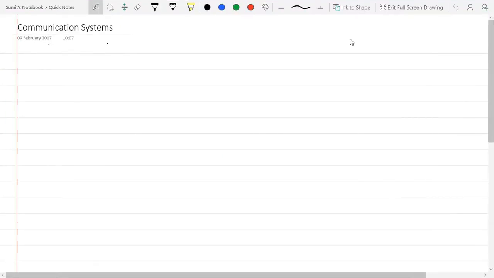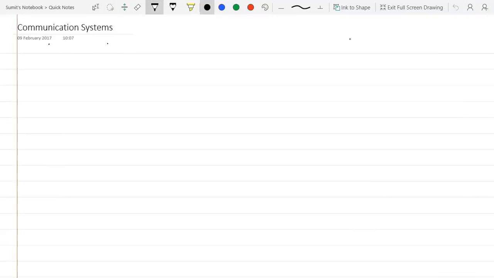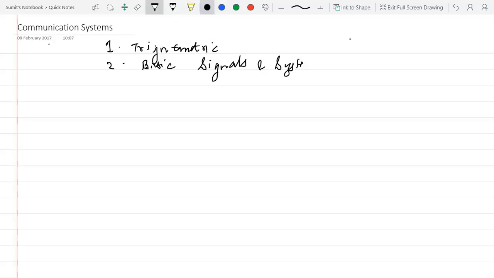Friends, today, as I told you, we will be starting with the basics. The first thing that we will cover would be some trigonometric identities. Then we will move to some basic signals and systems. And finally, we will see some modulation. Why do we need modulation in communications? So this would be our agenda for today.